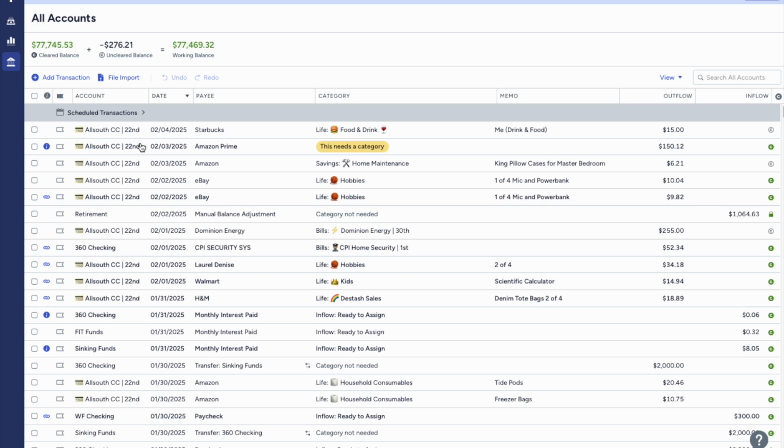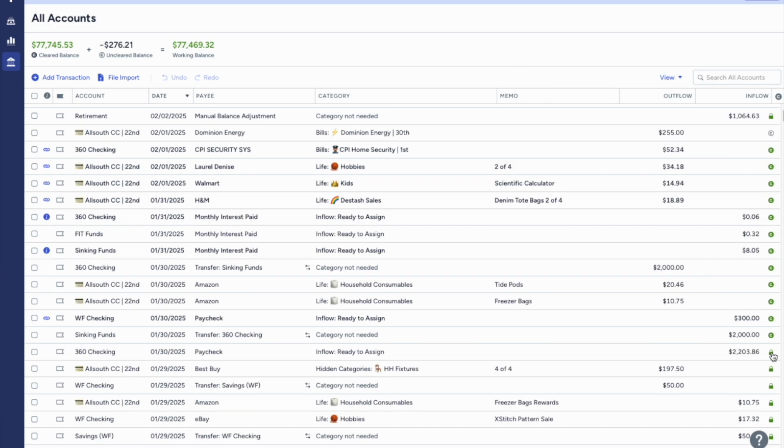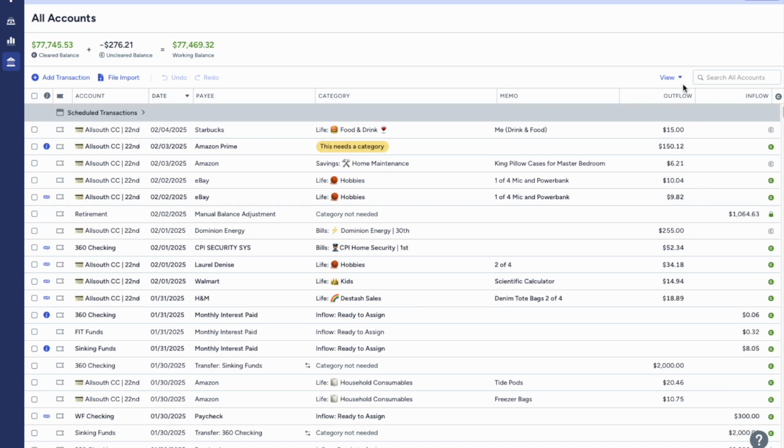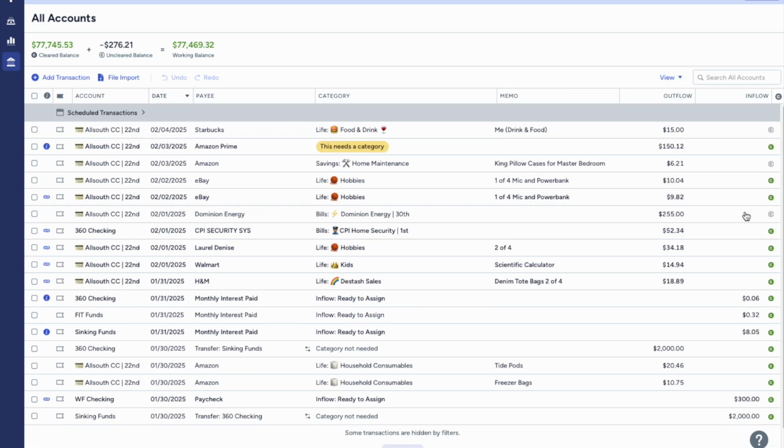So we have multiple accounts here, and we also have reconciled transactions showing. When I scrolled down, I saw that there were some of these transactions with the locks. Those mean that those have already been reconciled. So I'm going to hide those so they don't get in the way.